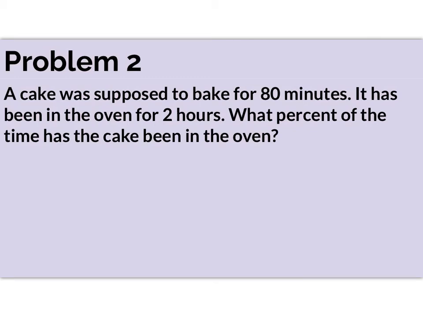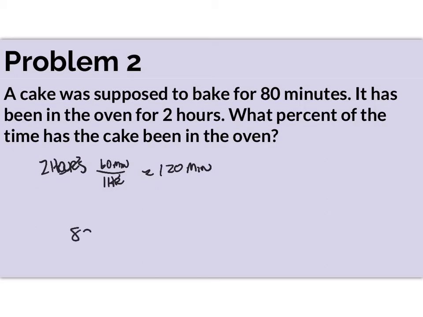A cake was supposed to be baked for 80 minutes. It has been in the oven for 2 hours. What percentage of the time has the cake been in the oven? So 2 hours. And we know that 1 hour is 60 minutes. So 2 times 60 gives us 120 minutes.